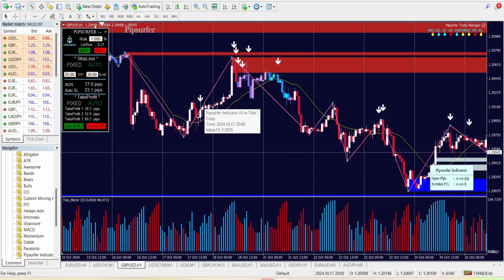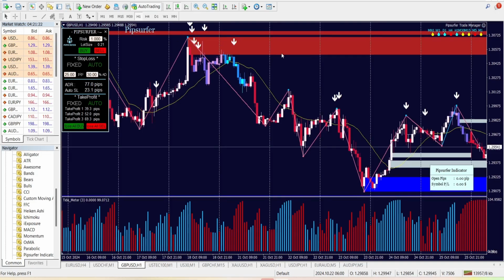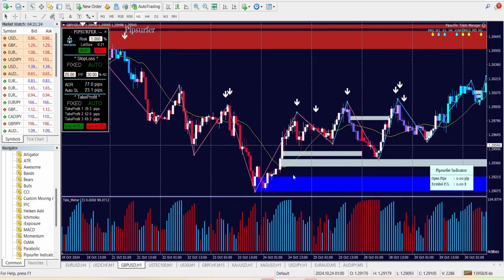Now, the next step is the structure itself, and the structure comes in the form of the boxes. The red boxes are your supply boxes, where people look to sell at these areas. The blue are your demand boxes. You also have a gray box, which is what's called imbalance.